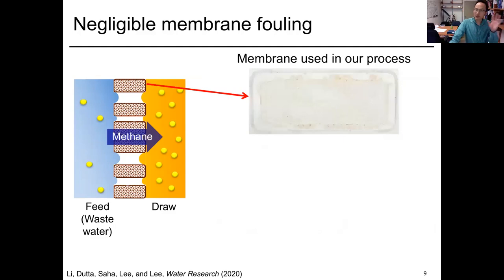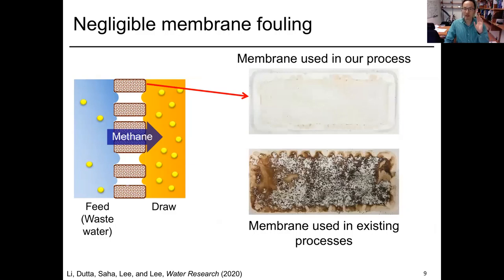And surprisingly, after this experiment, even though we were using very dirty food wastewater, the methane was quite clean even after the 90% of methane recovery, which is in stark contrast to the same membrane used in existing other methane recovery processes. So we think that this is quite a promising approach to harvest methane from any water sources. And we use a similar approach to selectively recover ammonia from wastewater as well.